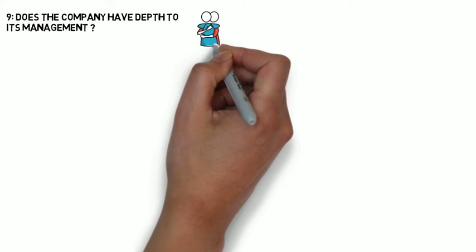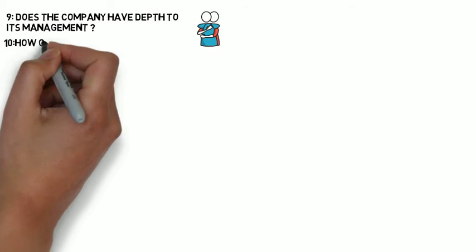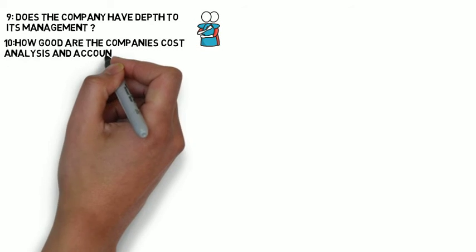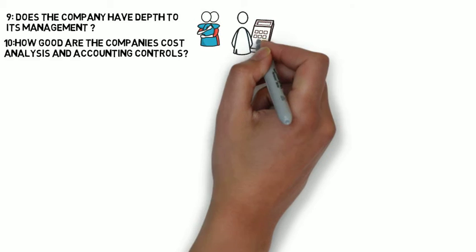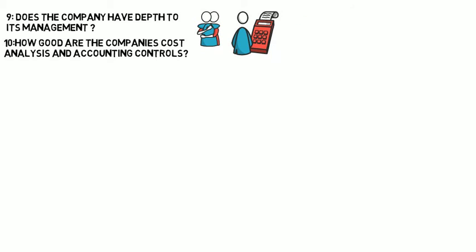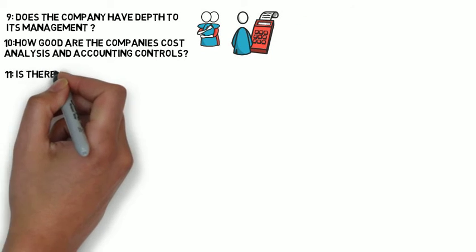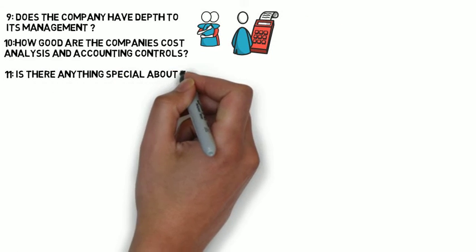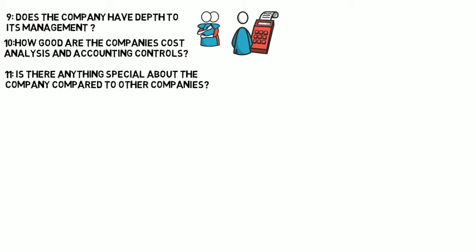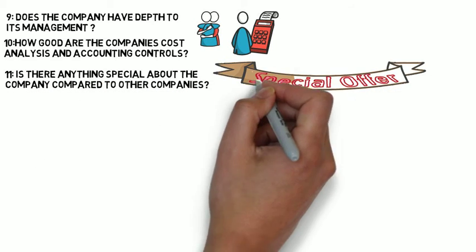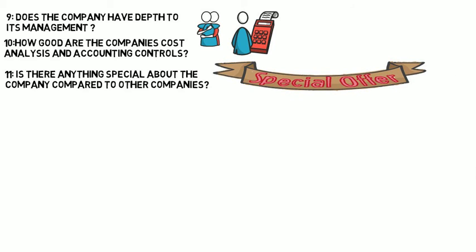Point number 10, how good are companies' cost analysis and their accounting controls? Accounting is one of the biggest factors when running a company, and they need to have a great system put in place for that. Point number 11, is there anything special about the company compared to other companies? Meaning, do they have any patents that they have that other companies can't get, or anything that really sets them apart from the herd? Point number 12, does the company have a short-term or a long-term view?